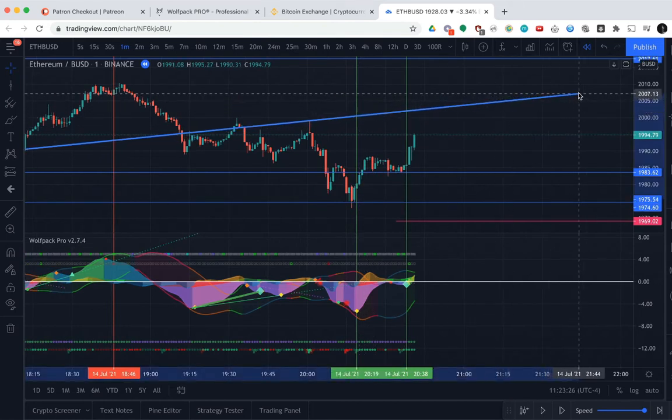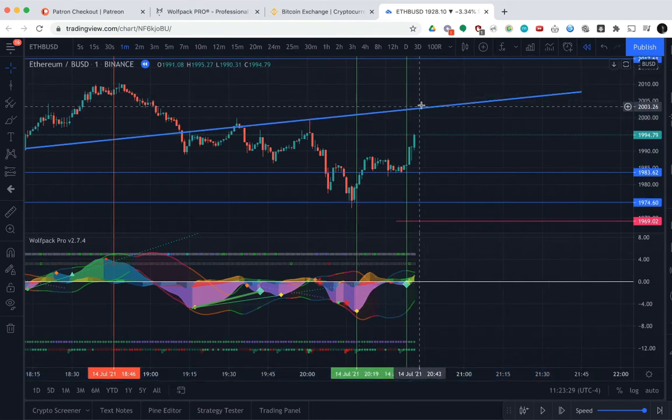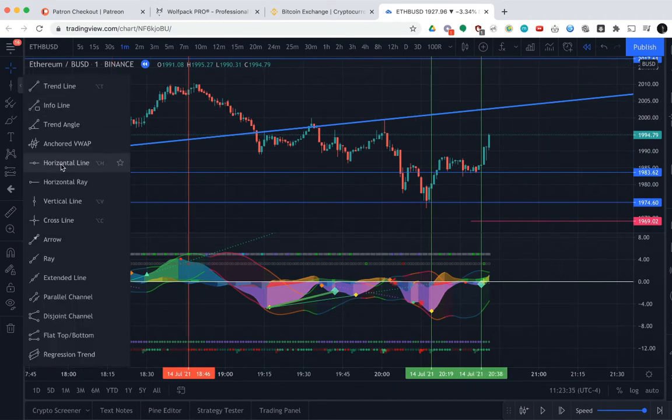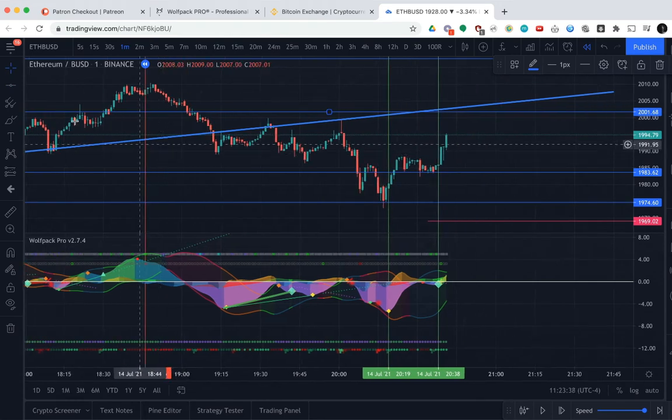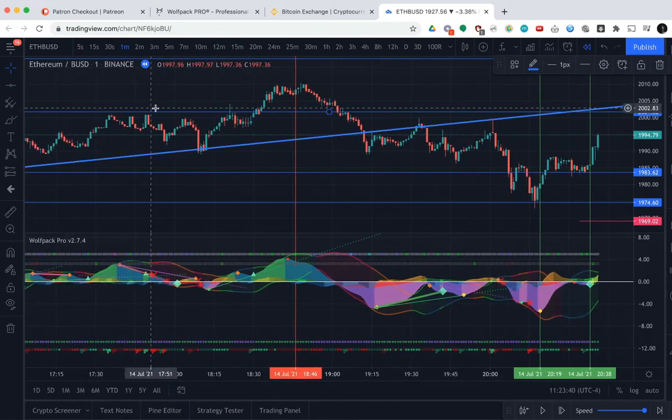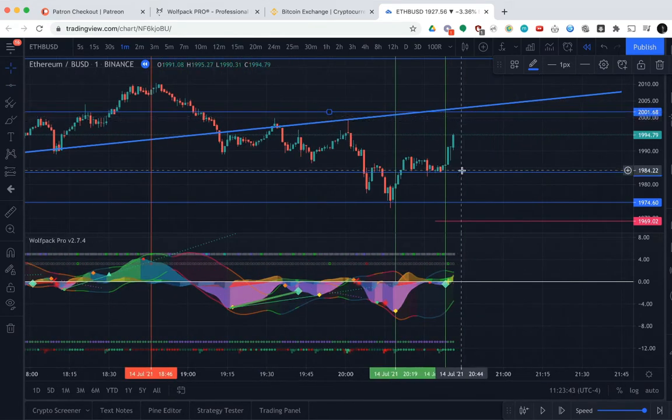We can increase this resistance line. We would anticipate this is going to be our first take profit point here. Let's look at where our take profit levels are going to be. There's a horizontal line. We rejected at this level several times. We have an intersection here. Let's just keep looking what happens.